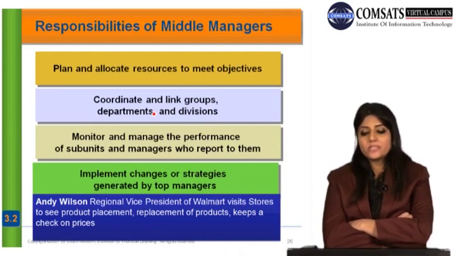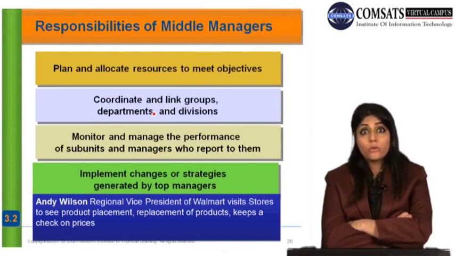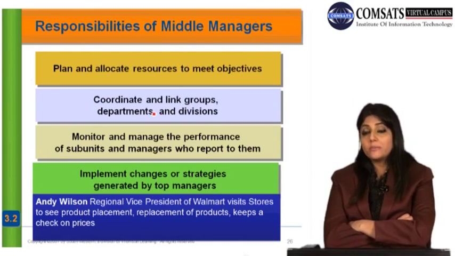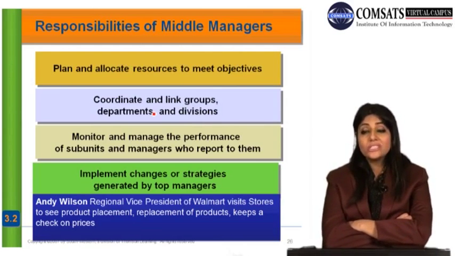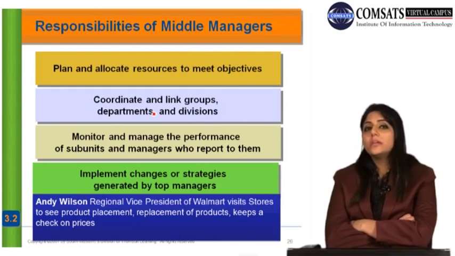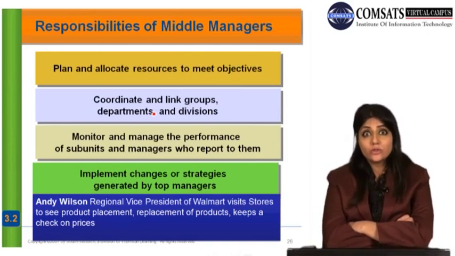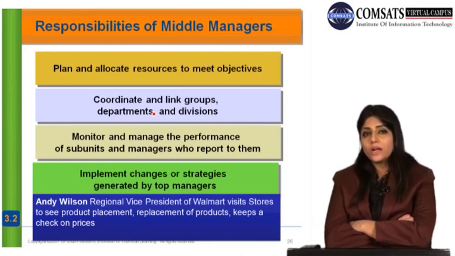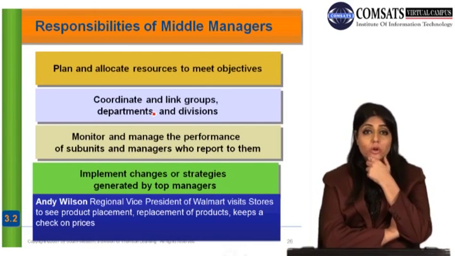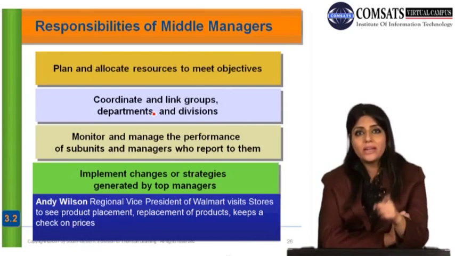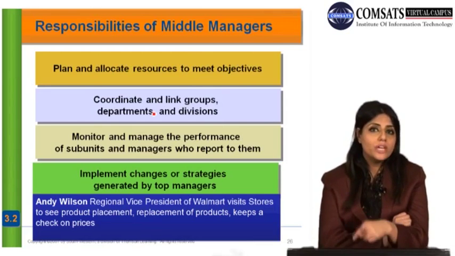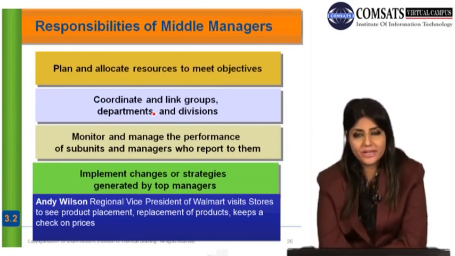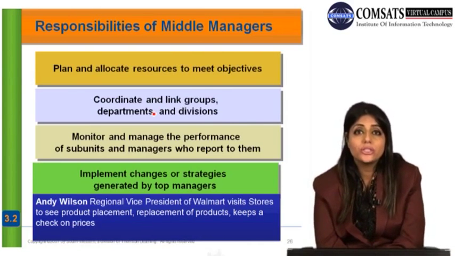Andy Wilson, who is the regional vice president of Walmart, visits the Walmart stores, which means the stores at the departmental level. He visits those stores regularly to see if the products are placed on the shelves as they were strategically planned at the top level. So in order to see if the top level strategies or plans are being implemented, the middle level manager visits the lower level, that is the branch or department level, to make sure that the strategies at the top level are being implemented. So he visits those stores regularly in order to see the product placement.